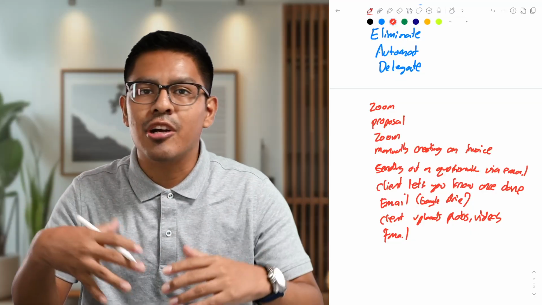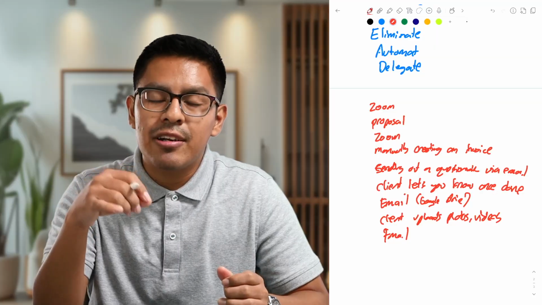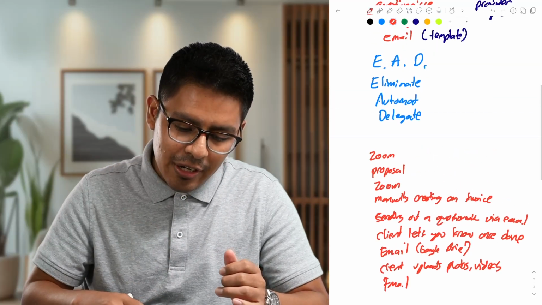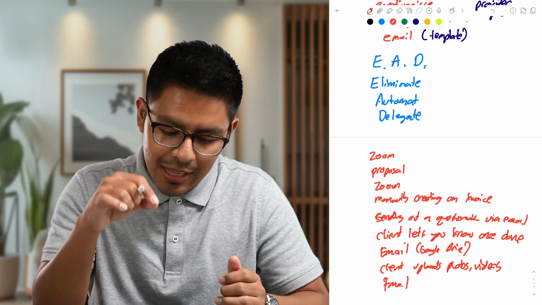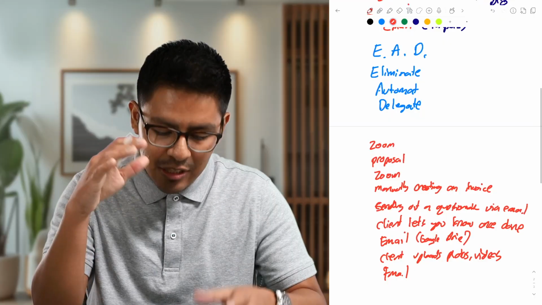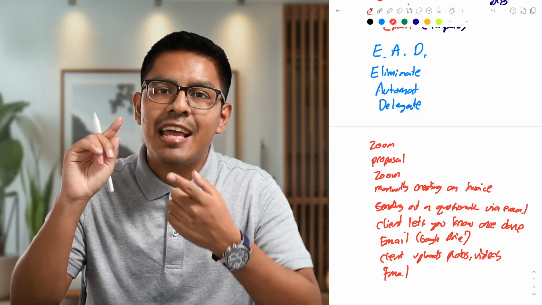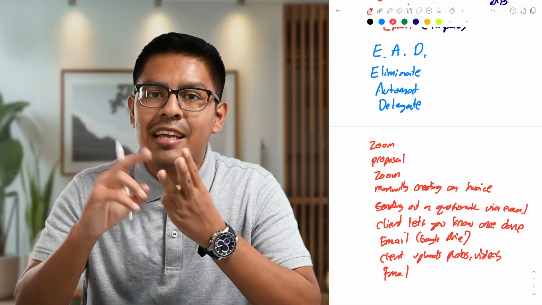So pretend this is your current web design process. Whatever your web design process is, write it down on a piece of paper, every single step that you currently do. Then you're going to go through this EAD process, which stands for eliminate, automate, and delegate. Literally what you're doing is going through your current process and seeing what you could eliminate, what you could automate, or what you could delegate.